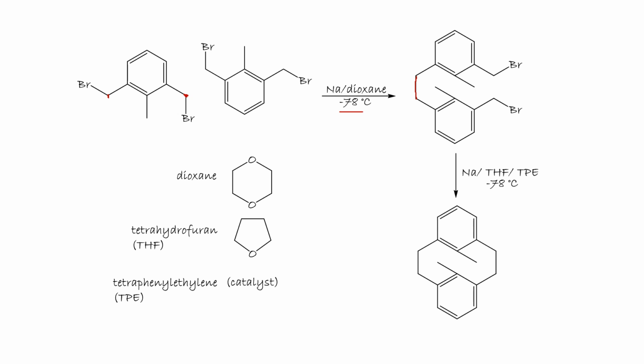If you take this compound and treat it with sodium and tetrahydrofuran, with tetraphenylethylene as a catalyst at minus 78, we get another sigma bond, and we combine these two molecules together to get this species.